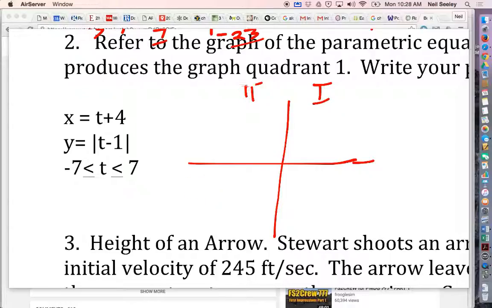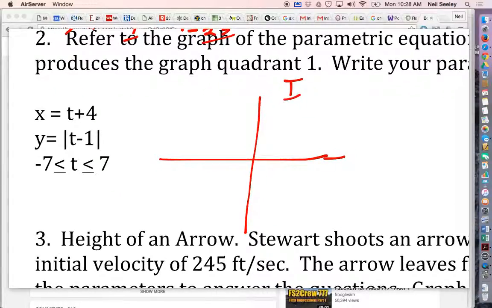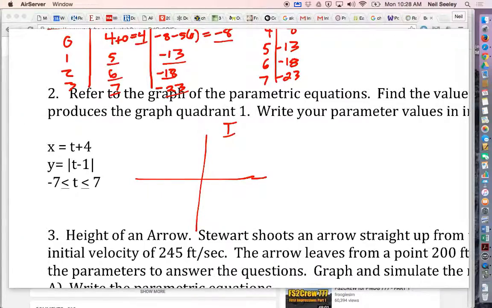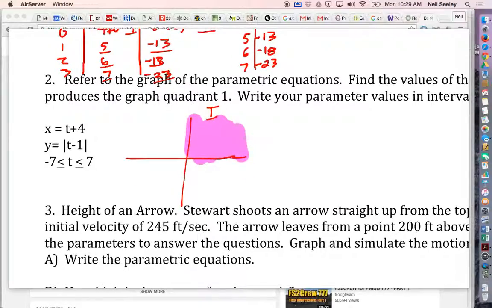We want the t values that produce the graph in quadrant 1. So think about this. I'm going to graph from negative 7 to 7, but I'm interested in what time it lands in said region here, the pink region. Ooh, that makes it more enticing, doesn't it? Okay. If you graph it and get a picture up there, I want you to guess. Just play around. Okay, so get your calculator up there. You put those in. I'll get mine up and running.